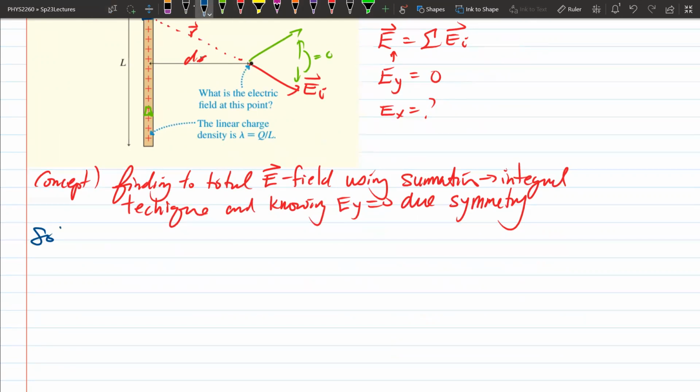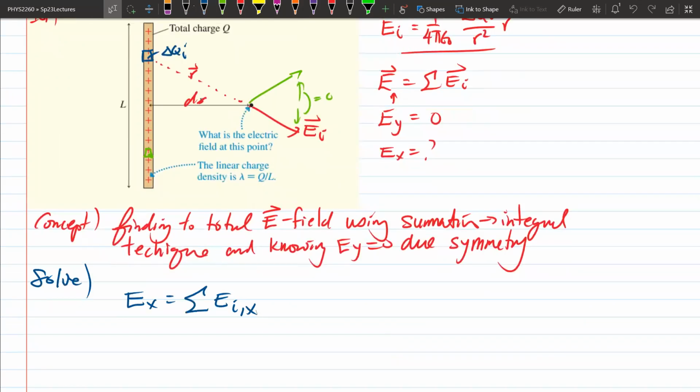This is the solve part. How do we find EX? EX is going to be the sum of all the little pieces of EX that we're going to have. Looking at this situation here, let's replace what EIX is. You have this big summation still.